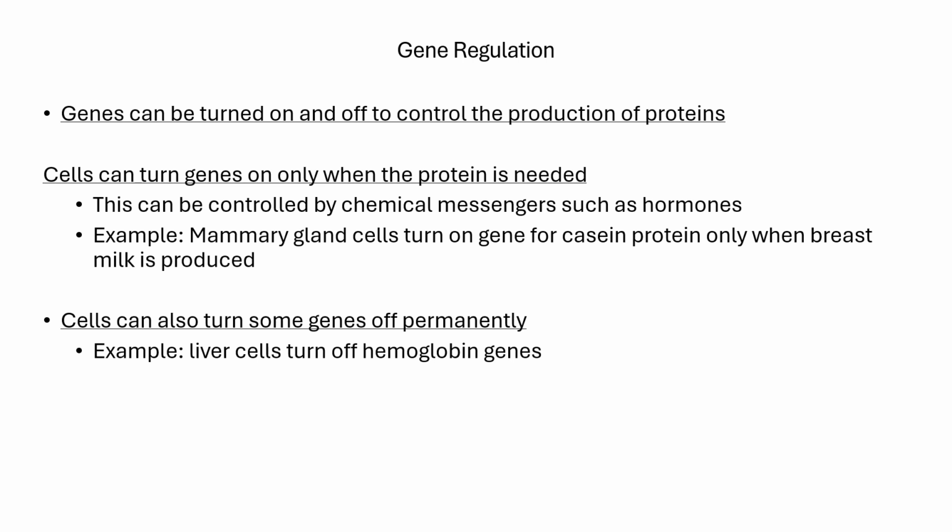of turning the genes on is production of a protein in breast milk, and this protein is called casein. When the mother is breastfeeding, the mammary glands turn on a gene for producing the protein casein. Casein will be produced and it will be incorporated into breast milk. This is a classic example where the gene turns on and the protein production is implemented.